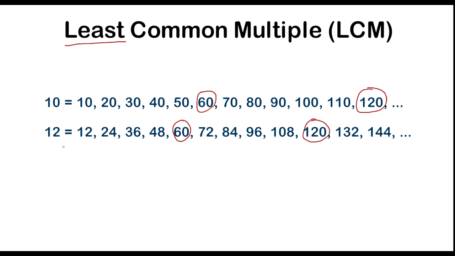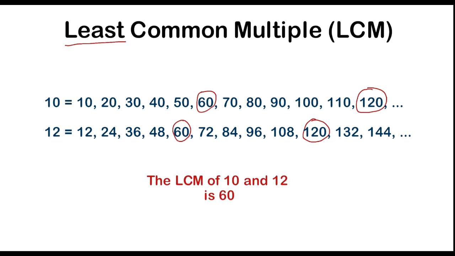When we start with the smallest positive multiple and go on, we have to write until we find a common multiple of both of them. Here our common multiples are 60 and 120, but the least common multiple is 60. So the least common multiple of 10 and 12 is 60. This is how we can find the LCM easily.